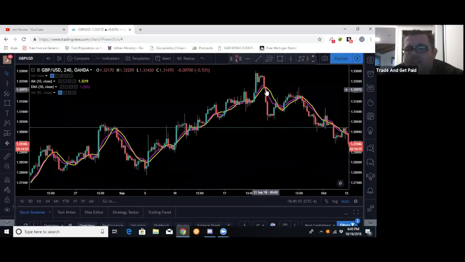And what happens? It crosses over right here. We see that gap in between, and boom, we see a nice move down. Okay, so that is something that you want to make sure that you keep an eye on.